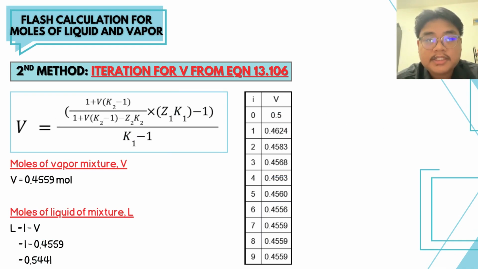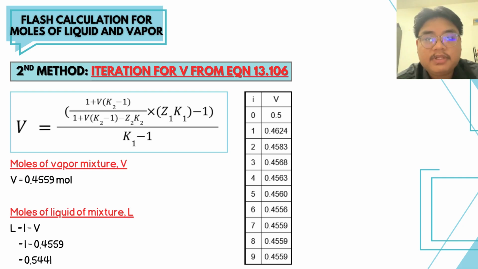Moving on, for the calculation method, we will be using the second method, which involves iteration to solve for the vapor fraction V using equation 13.106 that is shown here. The formula takes into account the overall composition, equilibrium constants, and phase behavior of each component in the mixture. Starting with an initial guess of V equals 0.5, we applied the iterative method, and as shown in the table, the value of V gradually converged, and by the seventh iteration, we obtained V equals 0.4559 mol.